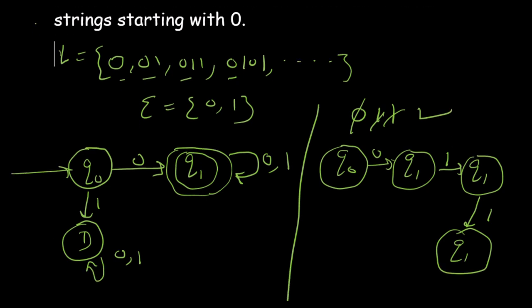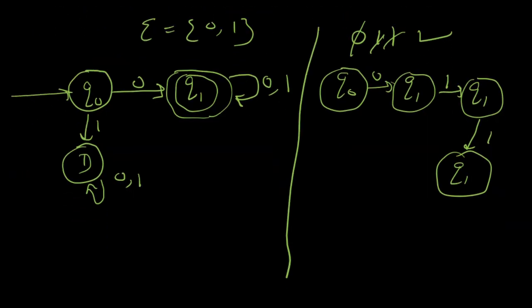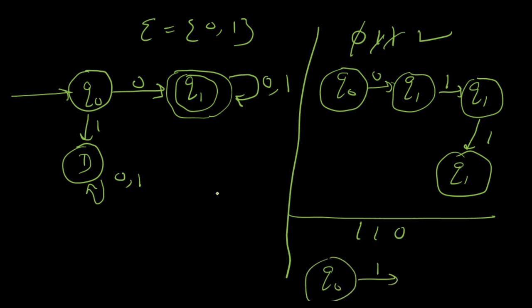Now consider another example. Let's say suppose we have the string 1 1 0. The initial state is q0. On getting 1 at q0, where do we go? We go to the dead state. And once we are on the dead state, again we get 1, but we will remain on the dead state. And if we get 0, we will again remain on the dead state. So it means the string will not be accepted. So only those strings will be accepted that start with the 0.